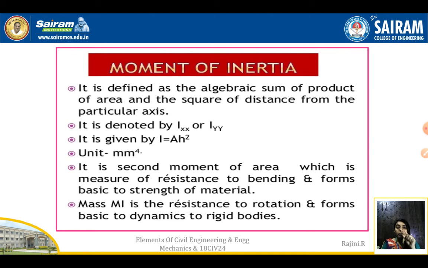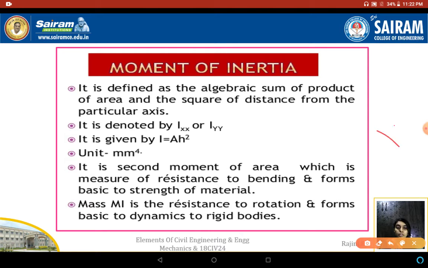The centroid is denoted by x bar and y bar, right? But here the moment of inertia is denoted by Ixx and Iyy. So this one you need to remember. It is given by I is equal to A h square.